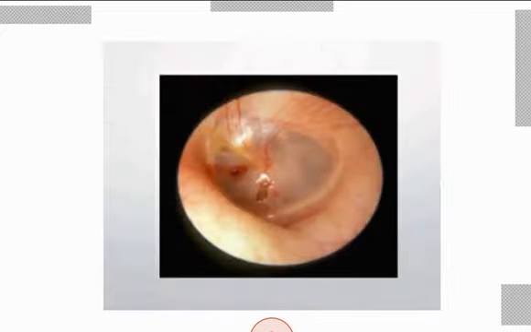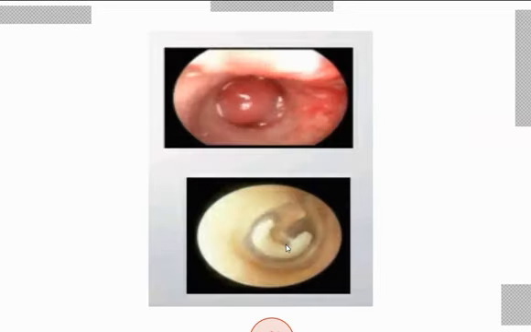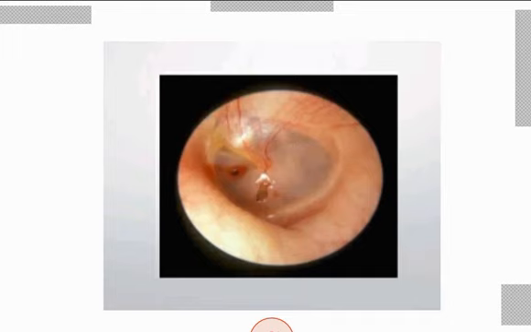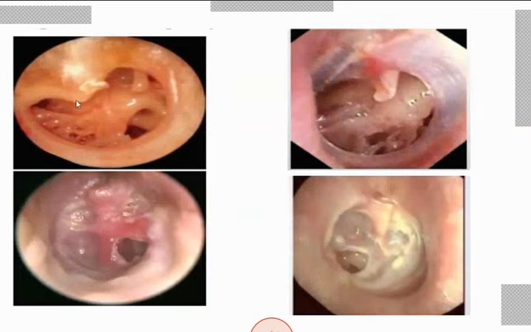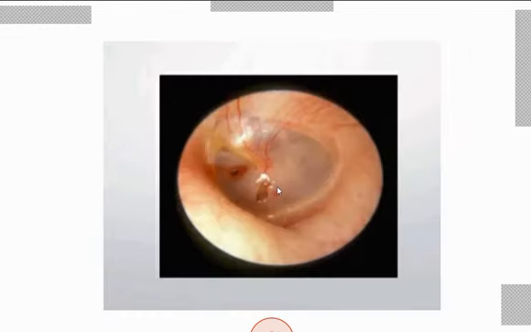And this is a traumatic perforation, just to show the difference between perforations caused by disease and those caused by trauma. In traumatic perforation, typically the edges will be irregular and ragged, and the epithelium will be inverted towards the middle ear. In the case of disease perforation, usually the edges will be smooth. However small or however large the perforation, the edges are smooth and even, whereas in traumatic perforation the edges are uneven and ragged.